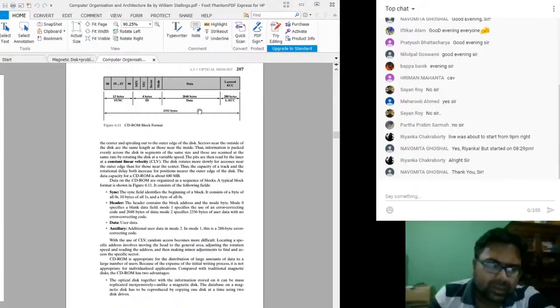So next, this is the block format. Nothing else is there, only the sectors, mode, data, whatever is there. So this is the format for your CD-ROM block.